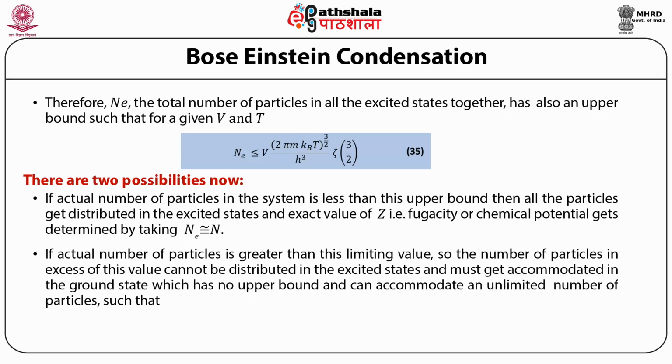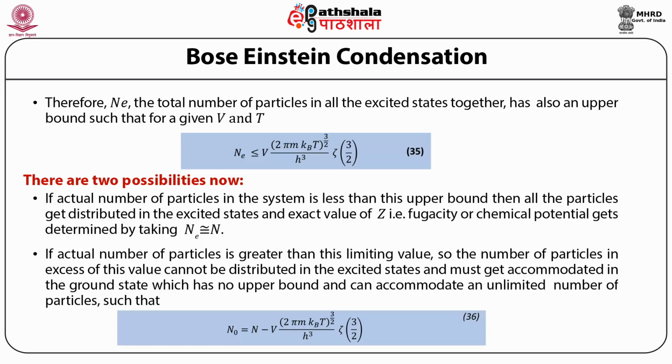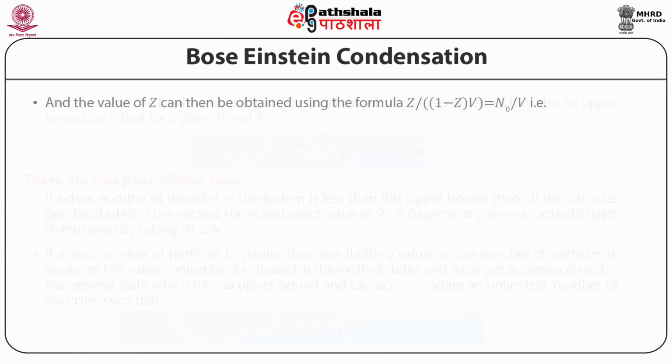However, if the actual number of particles is greater than this limiting value, the number of particles in excess of this value cannot be distributed in the excited states and must get accommodated in the ground state, which has no upper bound and can accommodate an unlimited number of particles, such that N0 is equal to N minus V multiplied by (2 pi m kBT) raised to power 3/2 upon h cube multiplied by the Riemann zeta function of 3/2. And the value of Z can then be obtained using the formula Z upon (1 minus Z) is equal to N0 upon V.